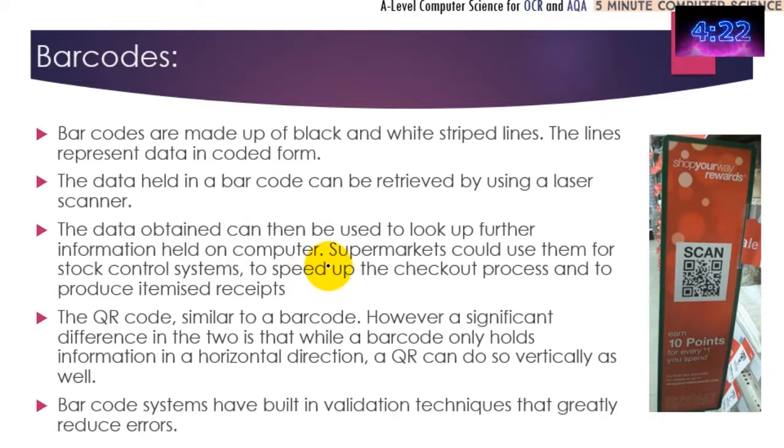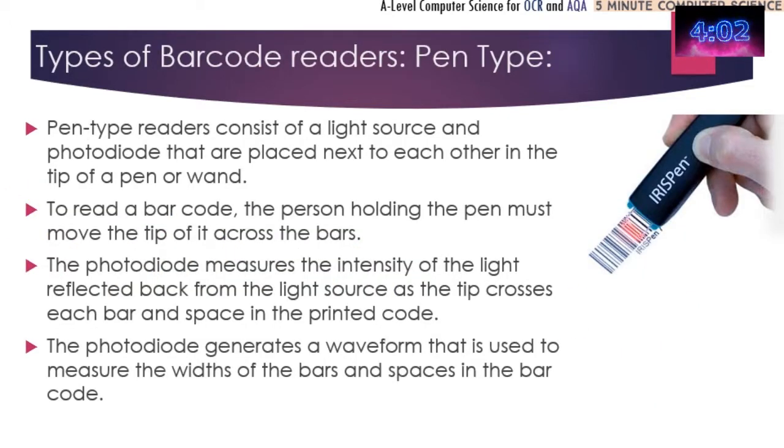Alright, however, barcodes have come a long way since the standard ones that we've been familiar with for many years now. What we've got are QR codes, and QR codes are very similar to barcodes except that they use both horizontal and vertical lines to hold data. So you can store a lot more data on a QR code than you could with a standard barcode. So how do we read a barcode?